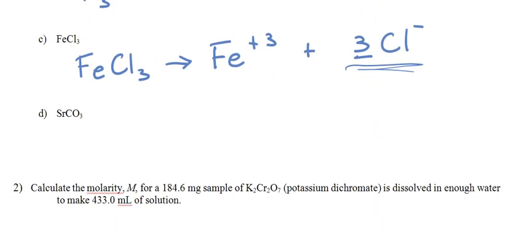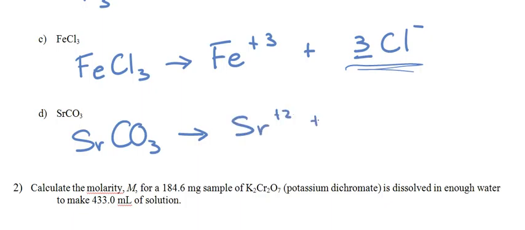All right, if you haven't attempted any of these yet, try D on your own. Pause the video. All right, so you've had a chance to try it. So you have strontium carbonate. And again, carbonate has a -2 charge, therefore the strontium has a +2 charge, and we have a 1-to-1 ratio. So strontium's +2, carbonate is -2.